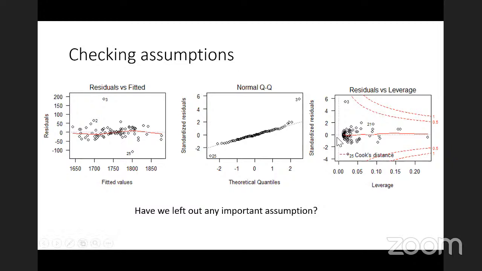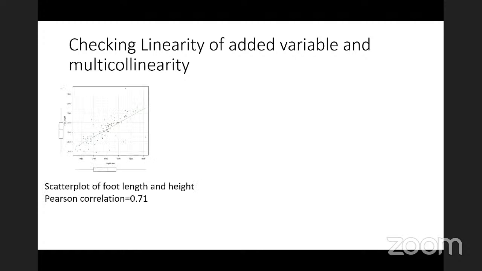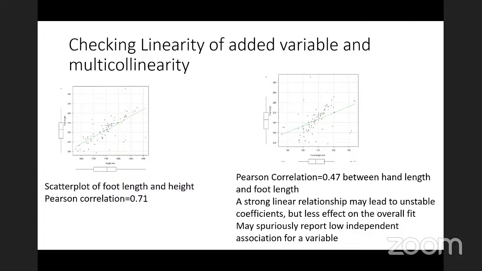And influential observations. Additional assumptions for multiple regression are multicollinearity and linearity. First, check out the linearity of the added variable. To check out the multicollinearity and the linearity, we do the scatter plot of foot length and height, and we find out that height and foot length are actually closely related.